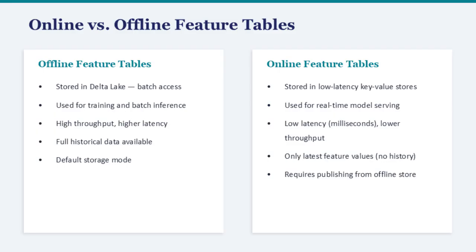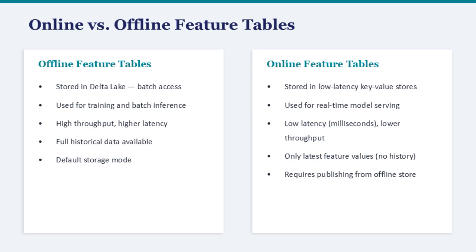Coming back to the last feature store concept that you will face in the exam: the difference between online and offline feature tables. Offline feature tables are the default ones. They are stored in Delta Lake, which means you do batch access. You use them for training, where you need to process the full historical data set, and for batch inference. They offer high throughput, but higher latency. Full historical data is available, which is essential for training purposes.